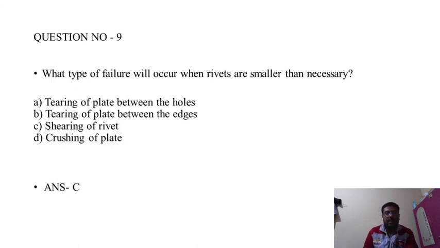So the correct answer is option C, shearing of rivet. So question understood: what type of failure will occur when the rivets are smaller than necessary? The correct answer is shearing of a rivet.